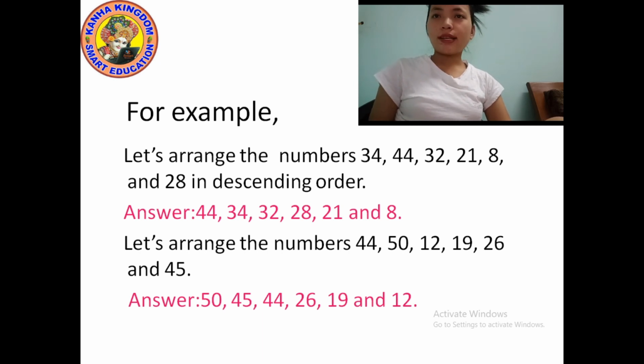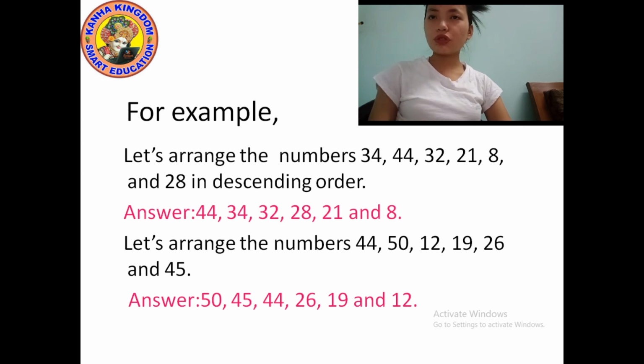Obviously, we all know that descending order means the arrangement of numbers from biggest to smallest. So look at the numbers: 34, 44, 32, 21, 8 and 28. Find out the biggest number. Which number is the biggest one? Obviously 44, right? So write 44 first, because 44 is the biggest number of all of them.